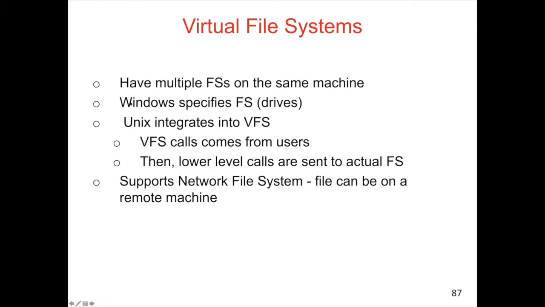Virtual file systems. In virtual file systems, we have multiple file systems on the same machine. Windows specifies file system drives. Unix integrates into virtual file systems. Virtual file system calls come from users, then lower level calls are sent to the actual file system. It supports network file system so that a file can be on a remote machine.